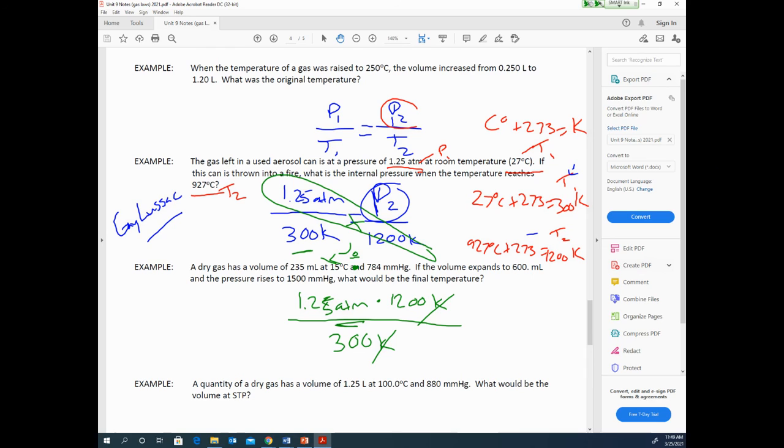And now I just put it in the calculator. I have 1.25 times 1200 equals, and then I divide by the bottom, which is 300. I get the answer to be 5 on the dot, actually no decimals, ATM. And that's the answer for P2, which is what we just solved for. The pressure at the end would be 5 atmospheres, which is actually a really high pressure. Normal pressure, like just our regular air pressure, is usually 1 ATM. All right, there we go. Done with notes for today.